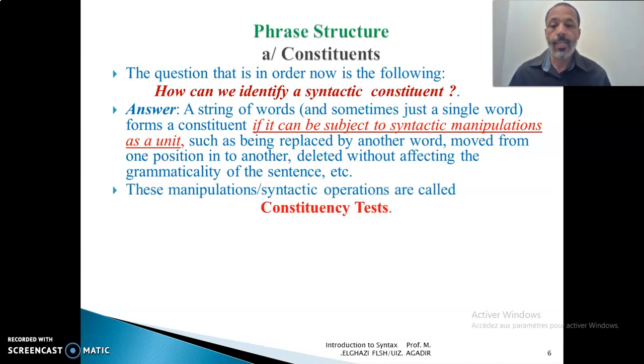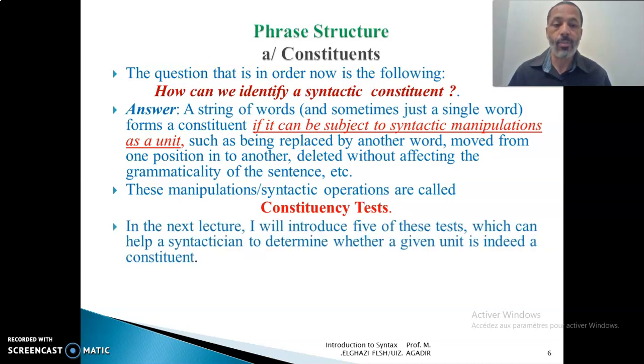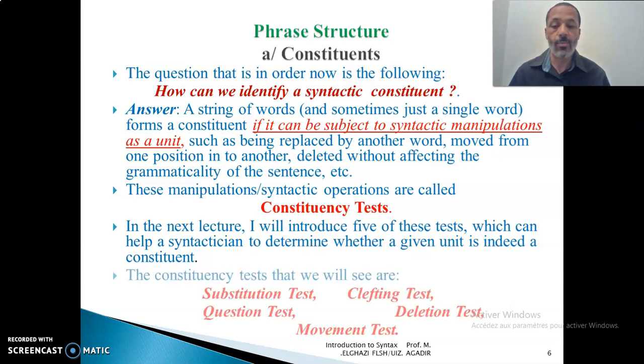These manipulations, or syntactic operations, are called constituency tests. In the next lecture, I will introduce five of these tests which can help a syntactician determine whether a given unit is indeed a constituent or not. The constituency tests that we will see in the next lecture are the following: substitution test, clefting test, question test, deletion test, and movement test.